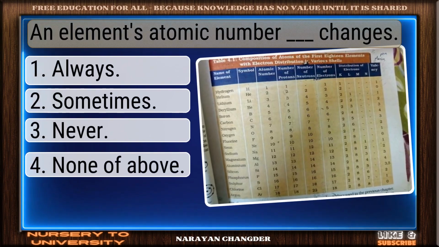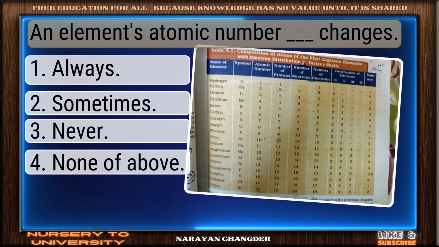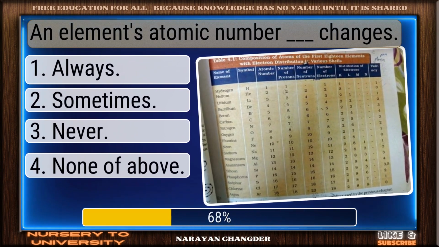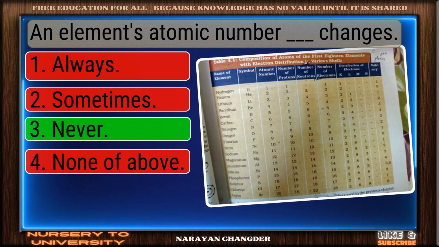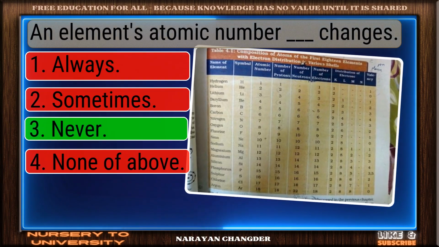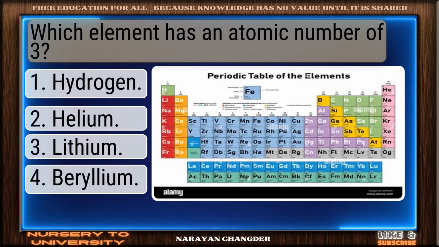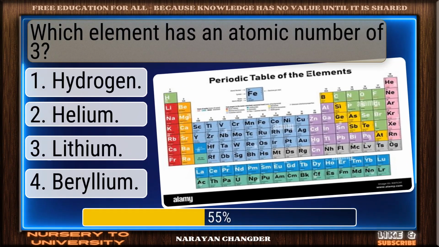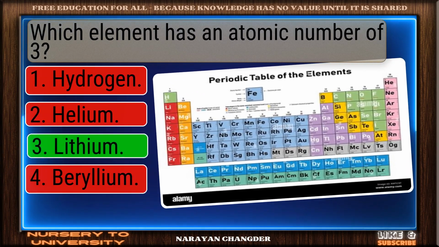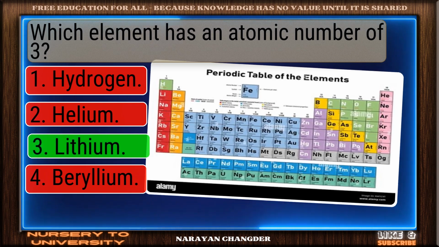An element's atomic number... changes. Nice selection. Never is the correct and valid answer. Which element has an atomic number of 3? Great thinking. Lithium is the right choice.